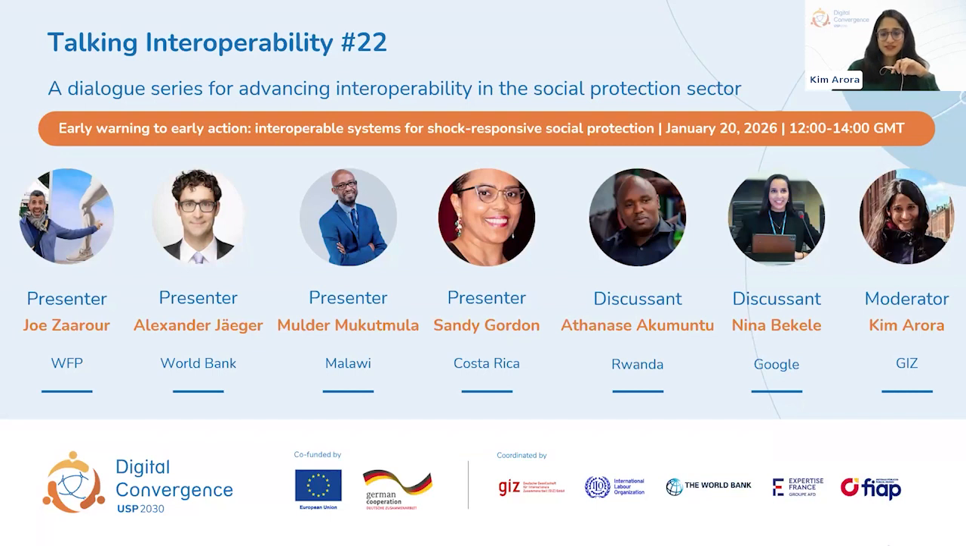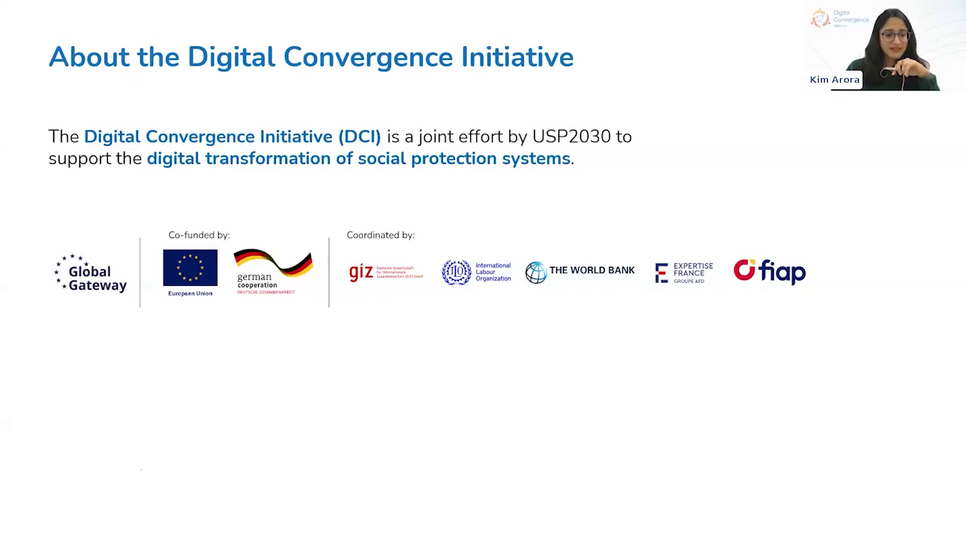Well, now that we know who we will be hearing from, let's go over with a brief word about the organizers of this webinar, that is the Digital Convergence Initiative, or the DCI. The DCI was launched in 2021 as a joint effort of the USP 2030 members, governments, development partners, civil society organizations, and private companies to support the digital transformation of social protection systems. It is funded by the EU and the German government, and it is coordinated by 5 partners, that is GIZ, ILO, World Bank, Expertise France, and FIAP.